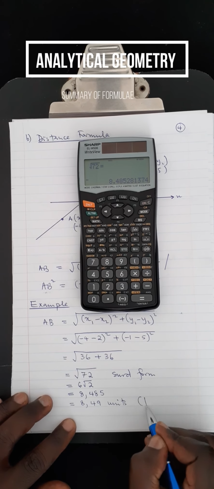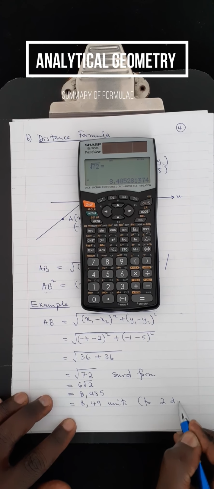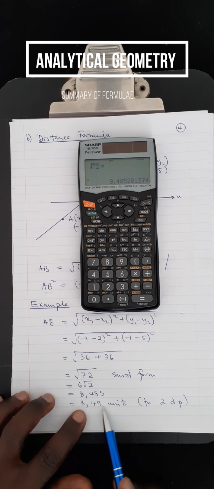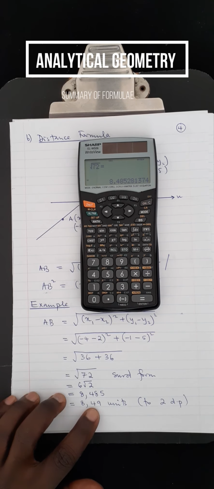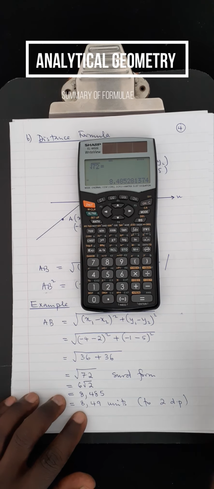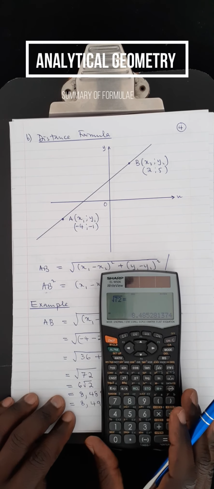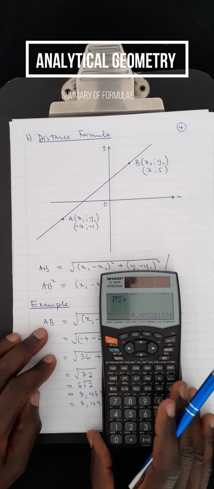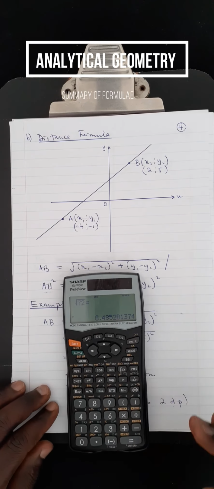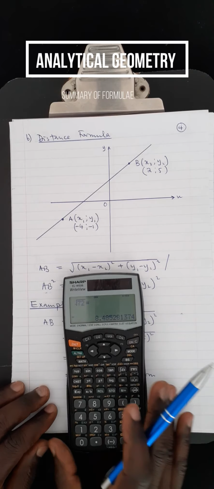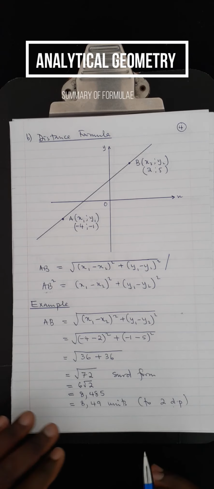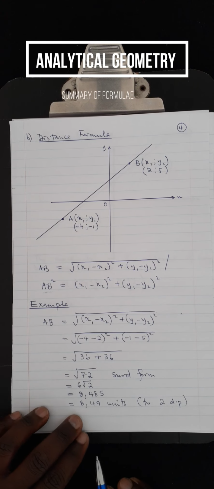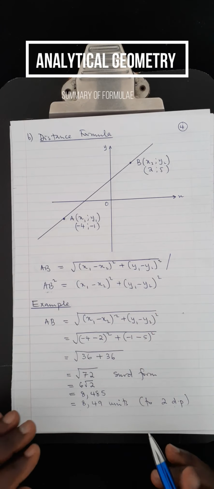This is to 2 decimal places. Remember, if the degree of accuracy, the number of decimal places, is not specified in your question, you are required to leave your answer correct to 2 decimal places. So what does this mean? It means that our distance from A to B is 8.49 units. The units are general, maybe meters, kilometers, centimeters, but the distance is 8.49 units. So that's how we use the distance formula.